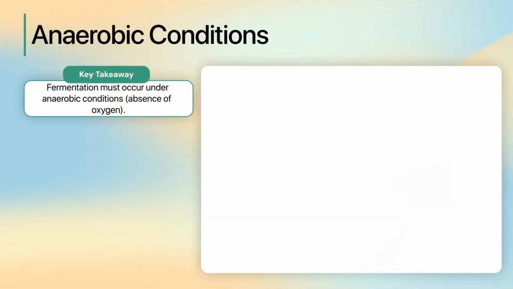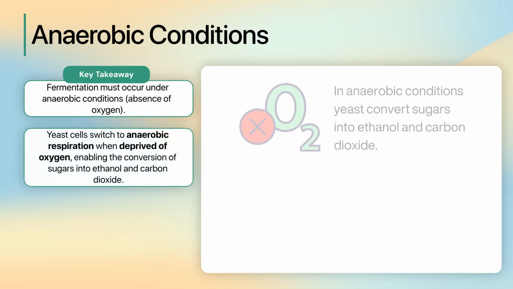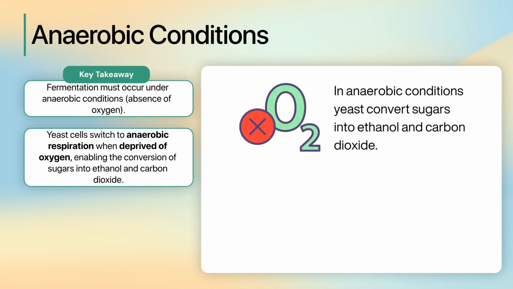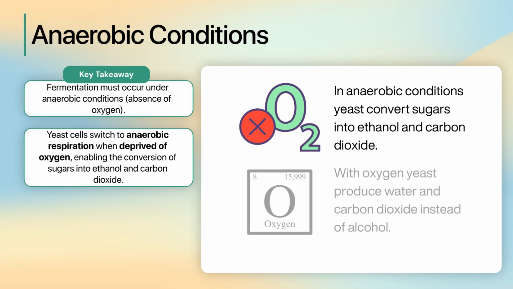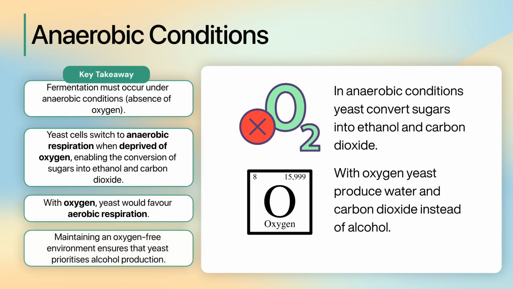Fermentation must occur under anaerobic conditions, meaning in the absence of oxygen. Yeast cells switch to anaerobic respiration when deprived of oxygen, enabling the conversion of sugars into ethanol and carbon dioxide. In contrast, in the presence of oxygen, yeast would favor aerobic respiration, producing water and carbon dioxide instead of alcohol. Maintaining an oxygen-free environment ensures that yeast prioritizes alcohol production.